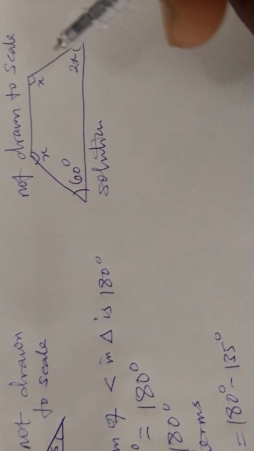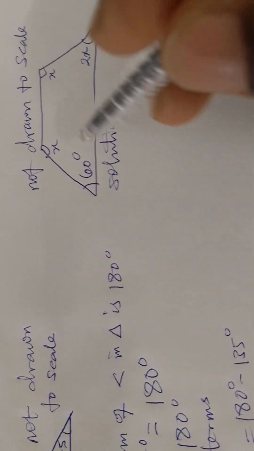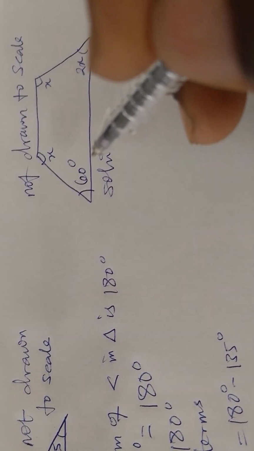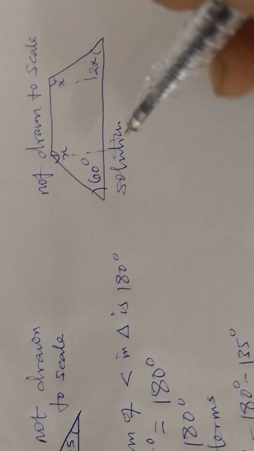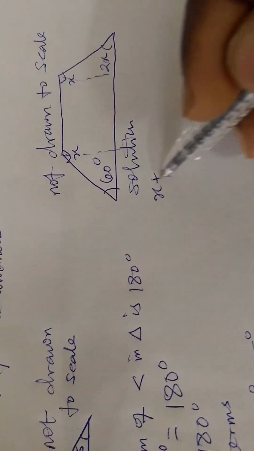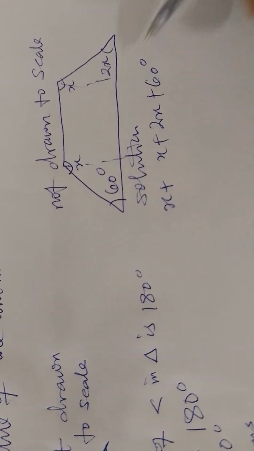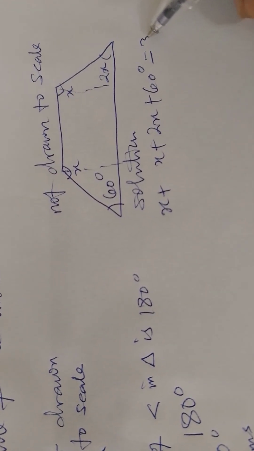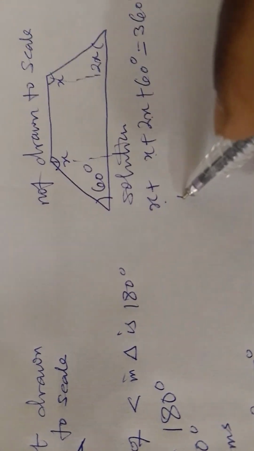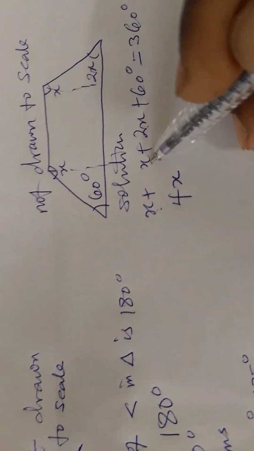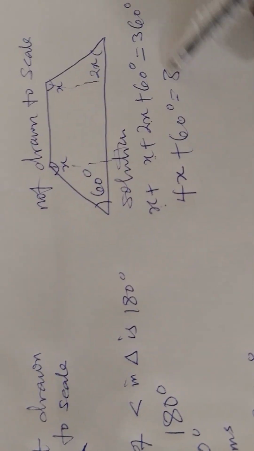Step one, from the diagram, the sum of angles in a trapezium, because this looks like a trapezium, is 360 degrees. So what I'm going to do now is x plus 2x plus 60 degrees is equal to 360 degrees. So what I'm going to do now, x plus 2x, that is 4x, x plus x is 2x, 2x plus 2x, that is 4x, plus 60 degrees is equal to 360 degrees.